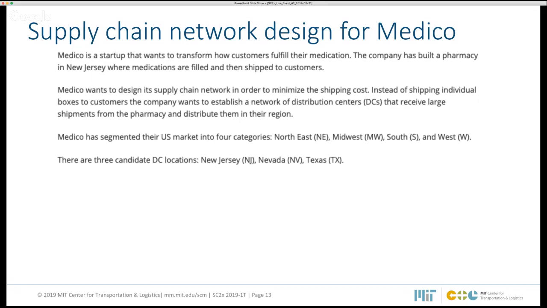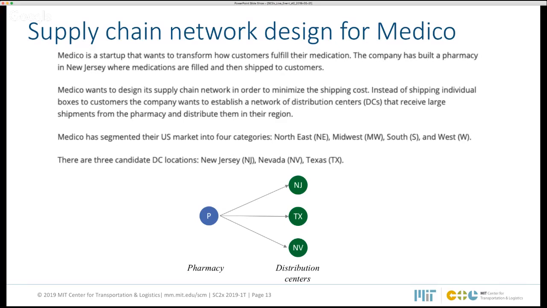Basically, the company is trying to redesign its distribution supply chain. Currently, there's a pharmacy located in New Jersey, which supplies directly to the customers. But the company, Medico, is thinking of introducing some distribution centers. So the idea would be to send the products from the pharmacy to distribution centers and from there to the markets. Regarding the distribution centers, there are 3 options.